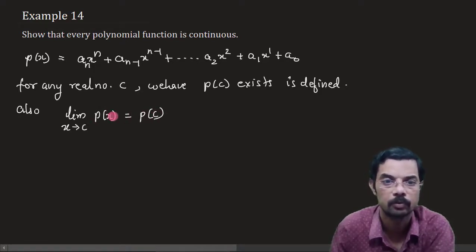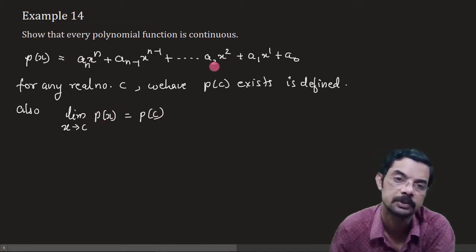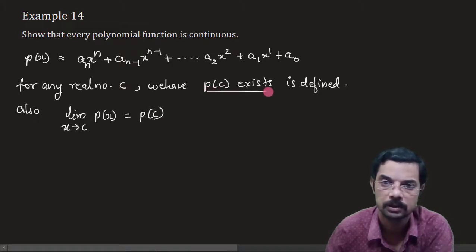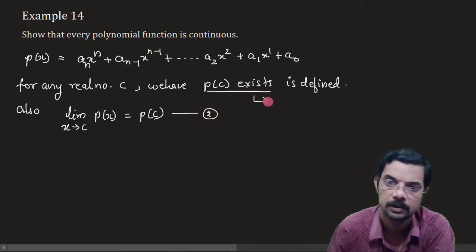When you put x equal to c in the polynomial, what happens? You get the value of the polynomial, and the value of the polynomial at any point, say c, is called p of c, right? And it is clear. So from these 2 points, this is the first one, and this, both the left hand limit and right hand limit, is the second one.